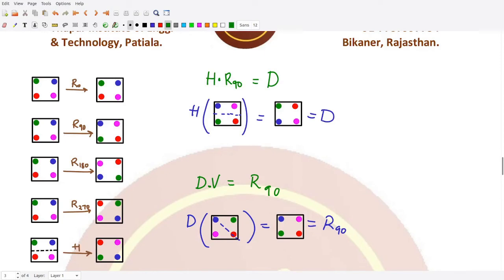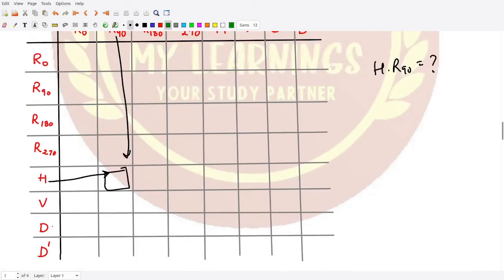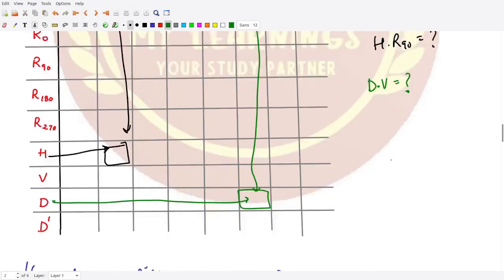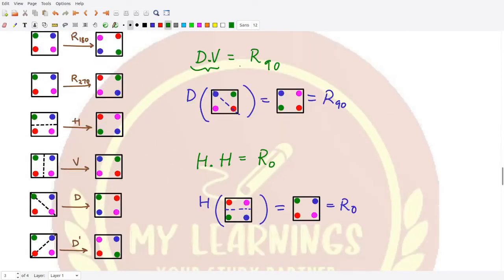Let's now check for another entry here. Say we are checking for D and V. Now what is DV? You see, we have D here and V here, so we go here like this, and for V we go like this. We are looking for this entry, D composed with V. So first of all, we apply the operation V onto the given square. When you apply V onto this square, you will get this as the final square, which I am just writing down here. It is this one: blue, green, pink and red.